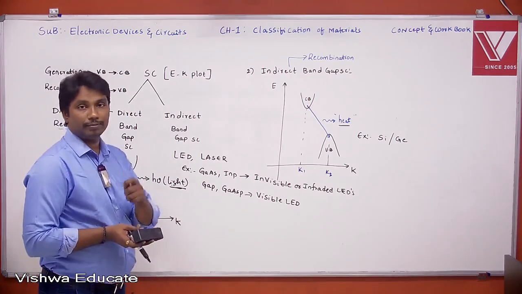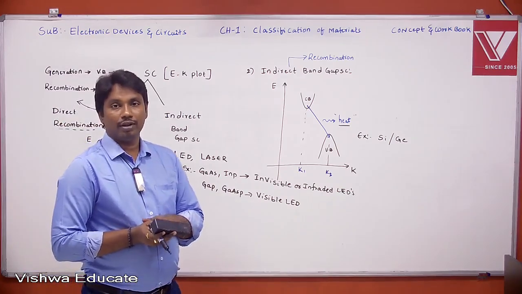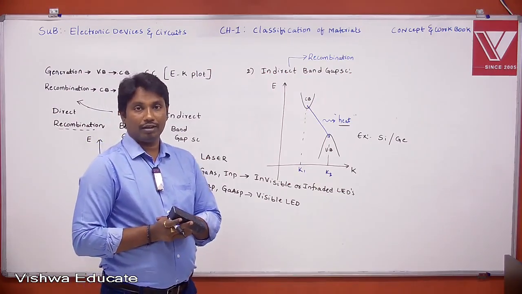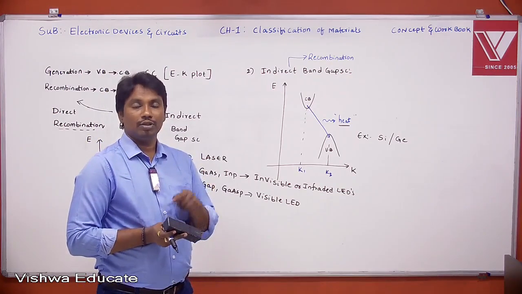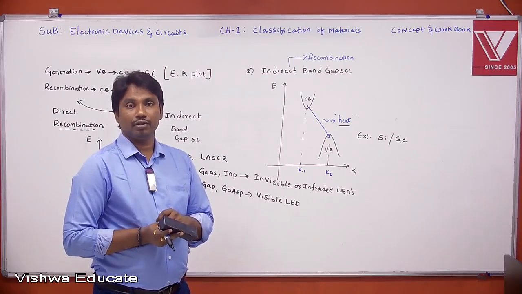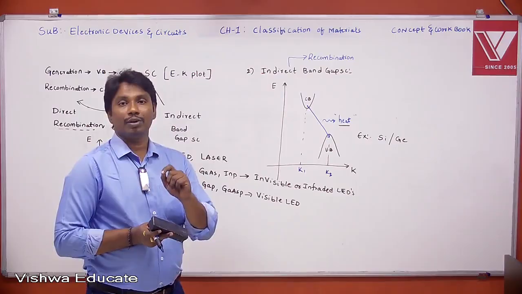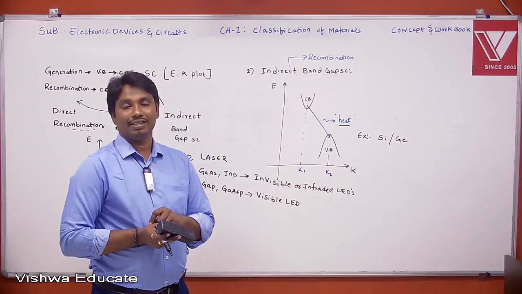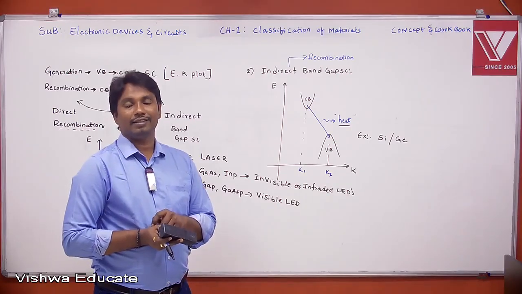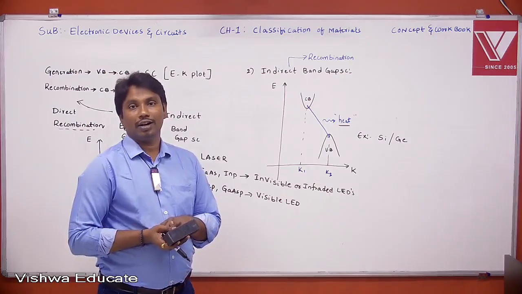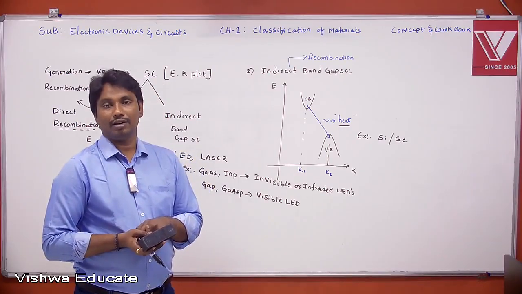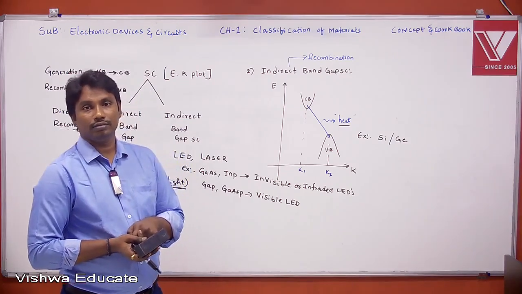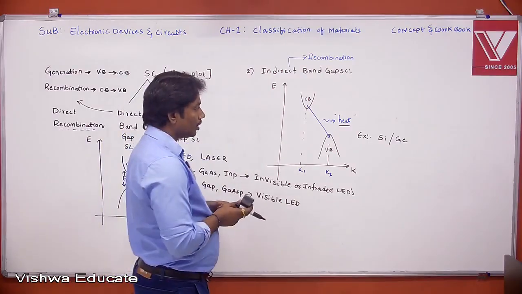Second point, indirect band gap semiconductors are used to manufacturing of electronic devices like diode, transistor, SCR, etc. Write down the examples: silicon and germanium.